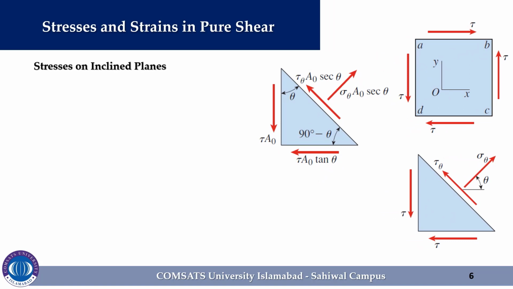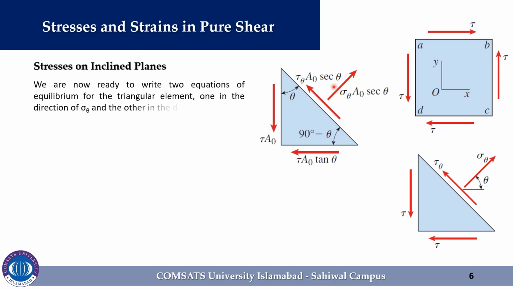We are now ready to write two equations of equilibrium for the triangular element, one in the direction of sigma theta and the other in the direction of tau theta. Sigma theta and tau theta are the normal and shear stresses on the inclined plane. When writing these equations, the forces acting on the left hand and bottom faces must be resolved into components in the direction of sigma theta and tau theta.